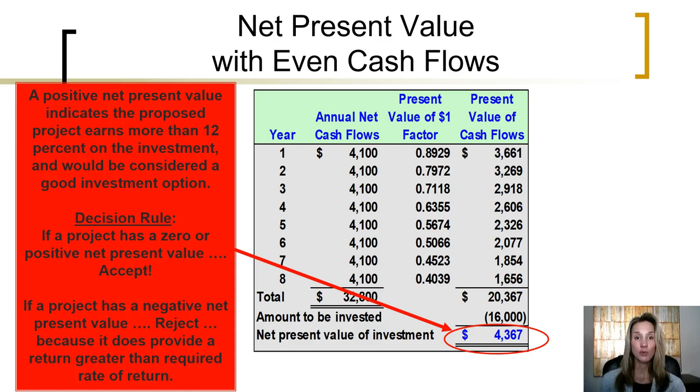Ultimately, the decision rule when applying the net present value is, if a project has zero or positive net present value, management should accept it as a good investment option. However, if the net present value were negative, management should reject it because it indicates that the investment does not provide a return greater than the required rate of return.